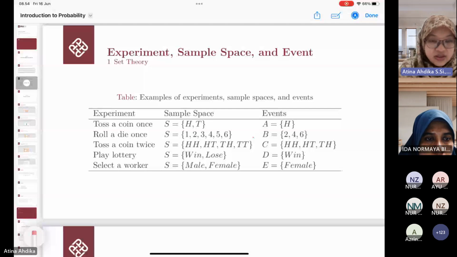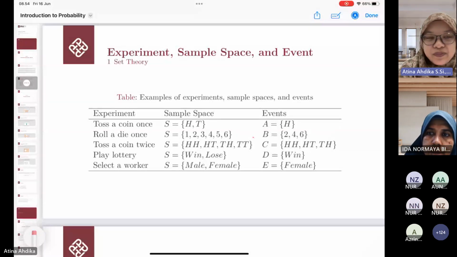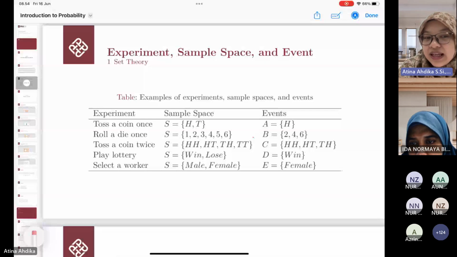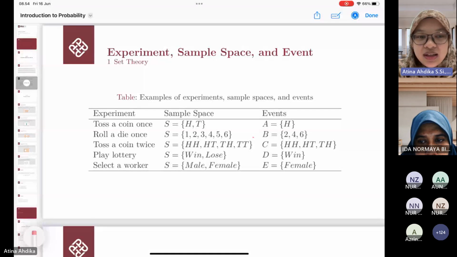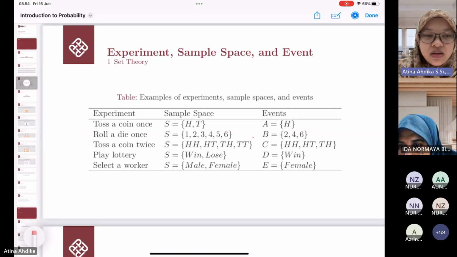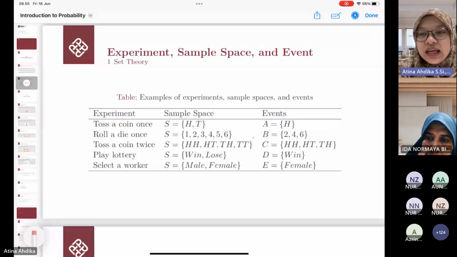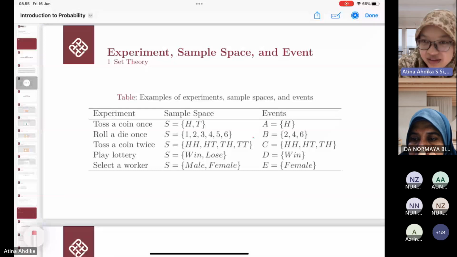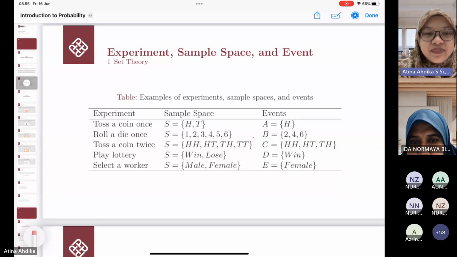Okay. So the other example is playing a lottery. The outcomes of playing a lottery are that we can win or we can lose. Then the sample space, we can write as win and lose. Or the other example of an experiment is selecting a worker. When we have a company, I will select the gender of a worker. So we have male and female workers. So these are examples of the experiment, sample space, and events.